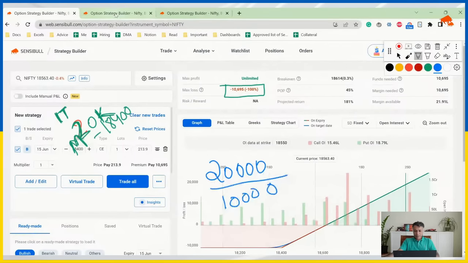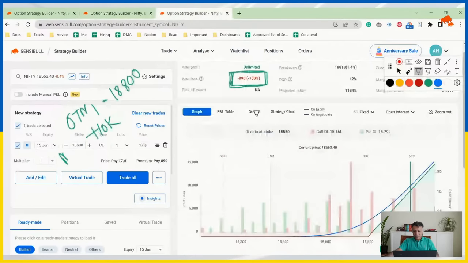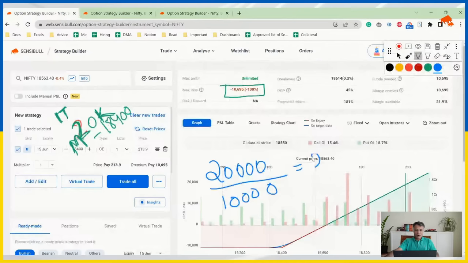Correct? This is 16,000 profit on a capital of 4,000. And what is this? 10K profit on a capital of just 1,000. I'll just round it to 900, right? So obviously the reward by risk here is only 2x.